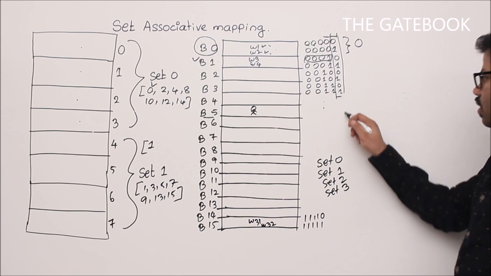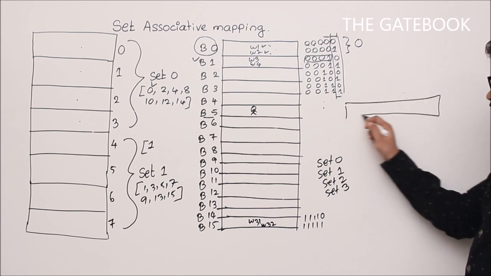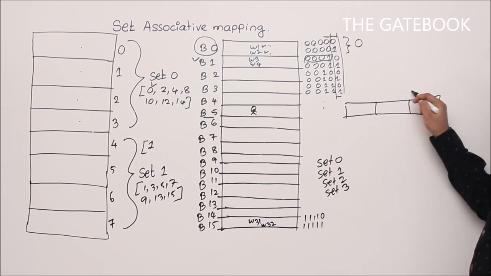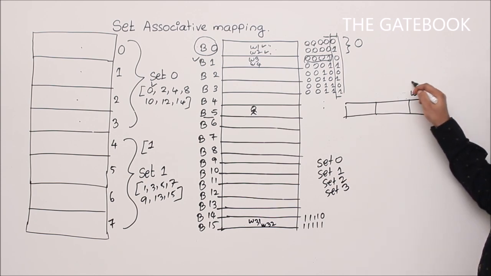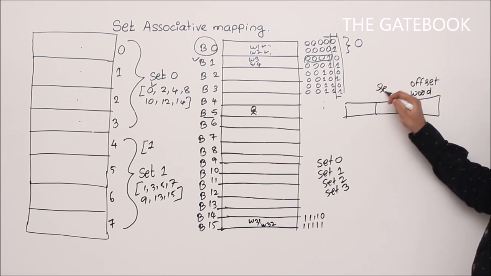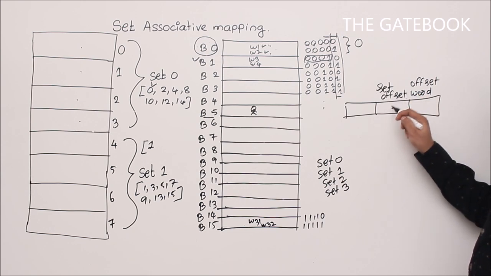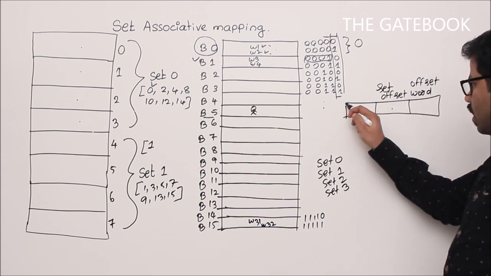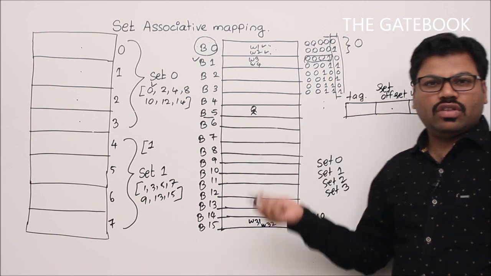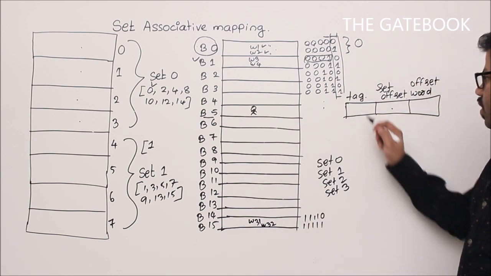From now onwards, remember one thing: in set associative mapping, we divide our main memory address into 3 parts. The first part is the word offset, understand? The second part is the set offset, which will decide which set this block should go to. The remaining bits are tag bits. We know the usage of tag bits, right? We have already seen it.